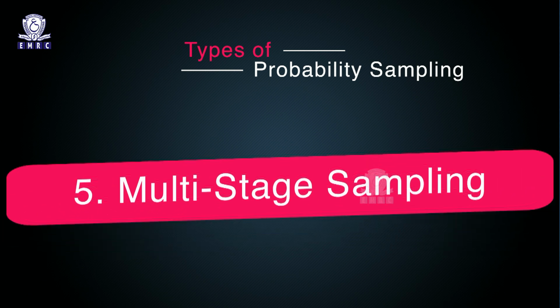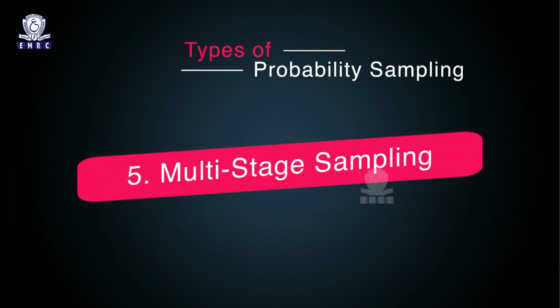The next one is multi-stage sampling. In the multi-stage sampling method, samples are selected at various stages or levels, but only the last sample of subjects will be studied. For example, the researcher wishes to know the effectiveness of the Skill India program.